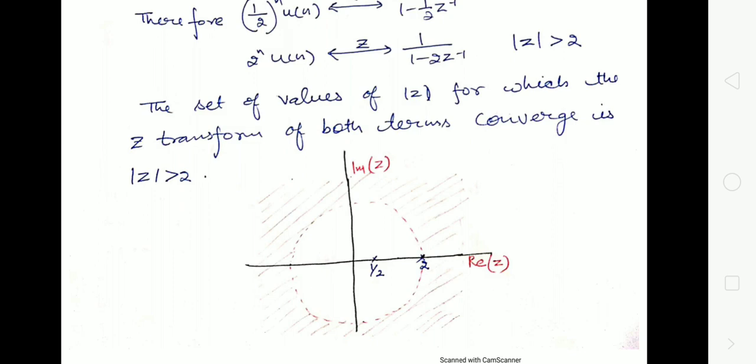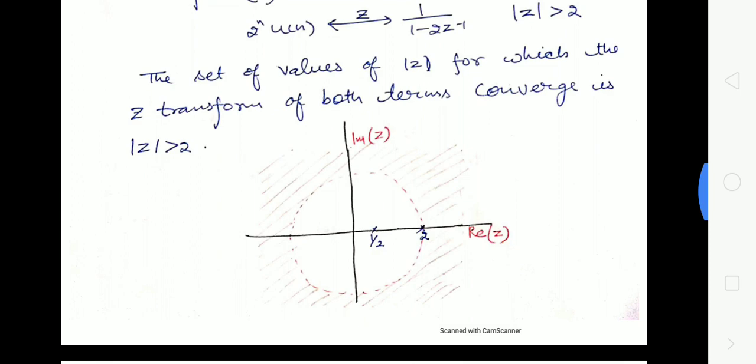So the ROC is the outside of the outermost pole. So this is the region of convergence, the shaded area in this figure.